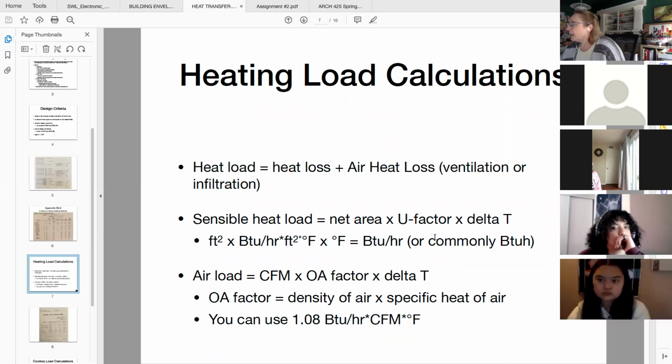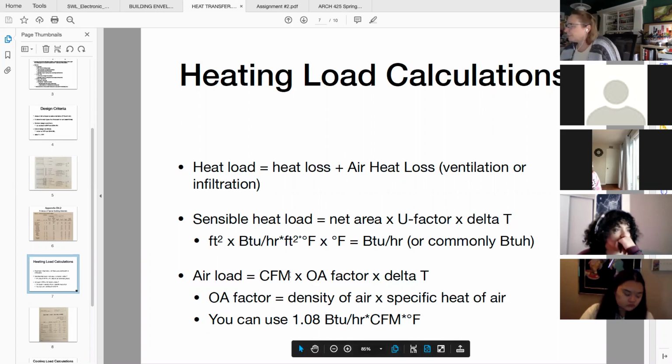So our sensible heat load is based on area times conductance and the temperature difference. So net area times conductance times delta T. Again, that's in feet squared times BTUs per hour per feet squared per degree times our delta T. So what's going to happen here is the square feet are going to cancel each other out. The degrees are going to cancel each other out. And what you get left over is BTUs per hour. Again, that's written as BTUH, but it is BTUs per hour, and that hour is at the bottom of the fraction.